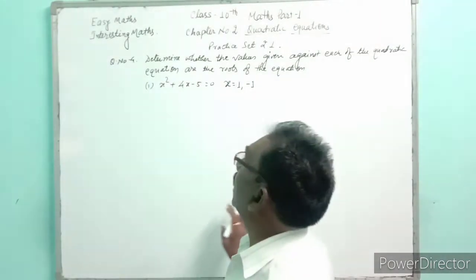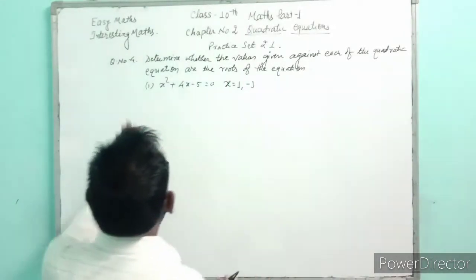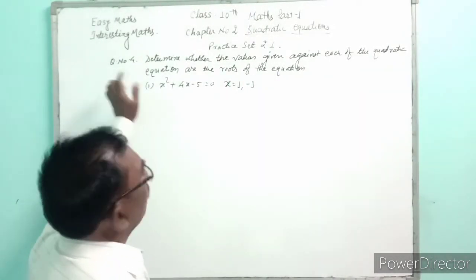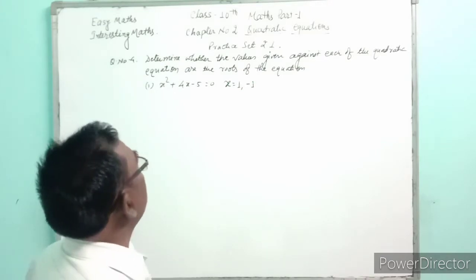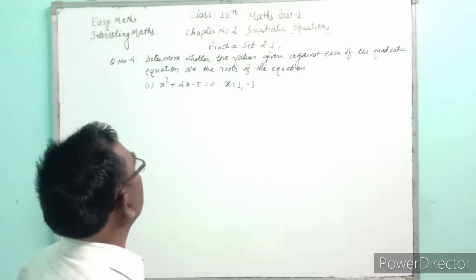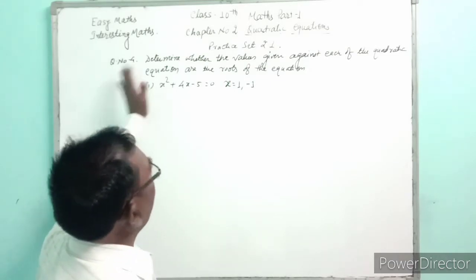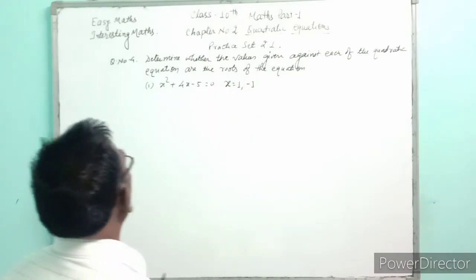Today we are solving problem number 1 of question number 4. Question number 4 is: determine whether the values given against each of the quadratic equations are the roots of the equation. This is question number 4 of practice set 2.1.